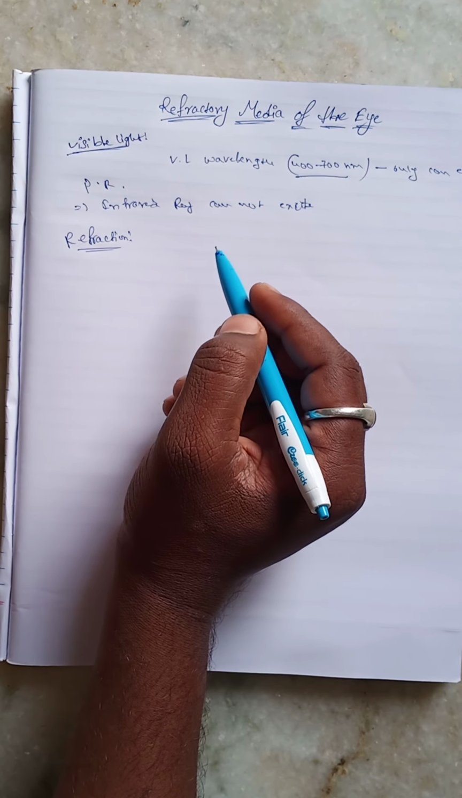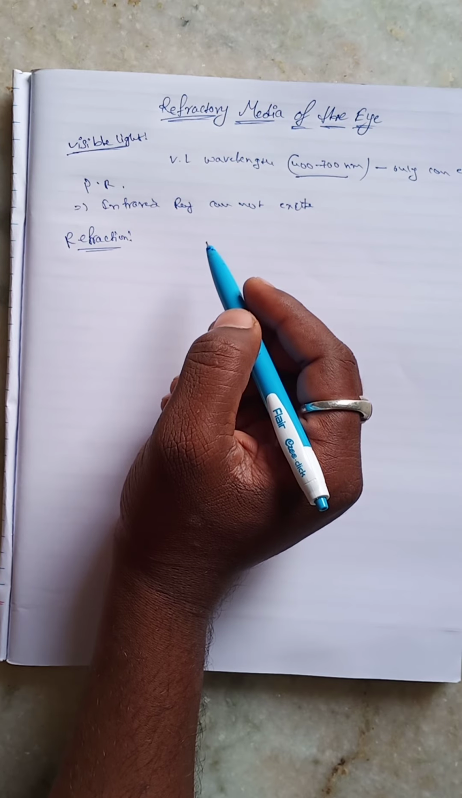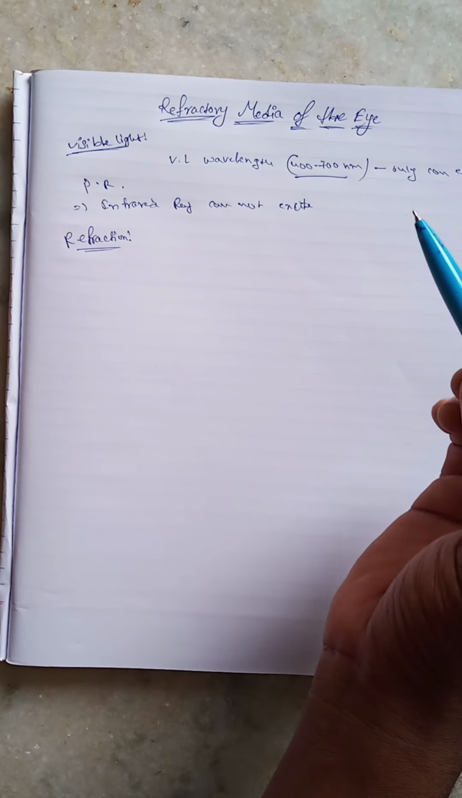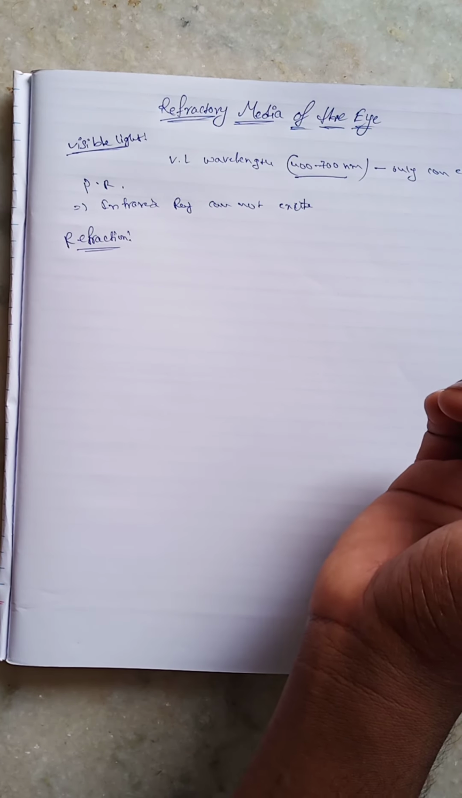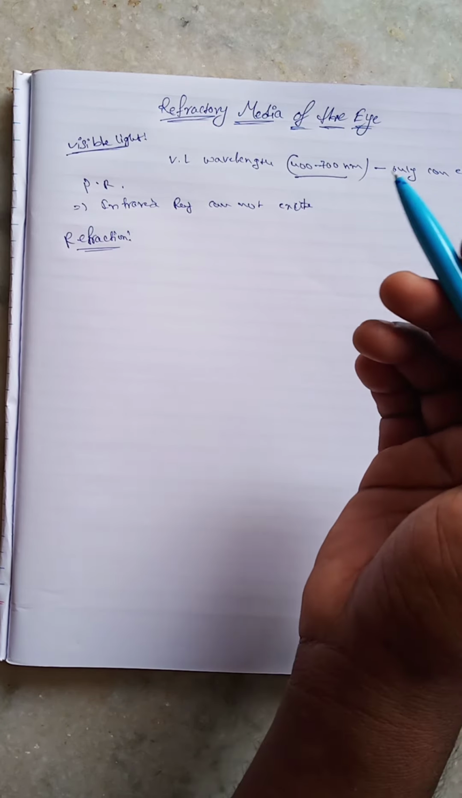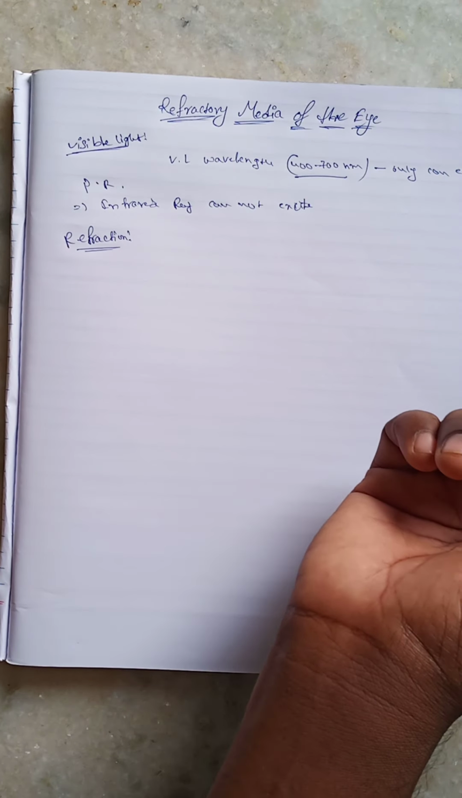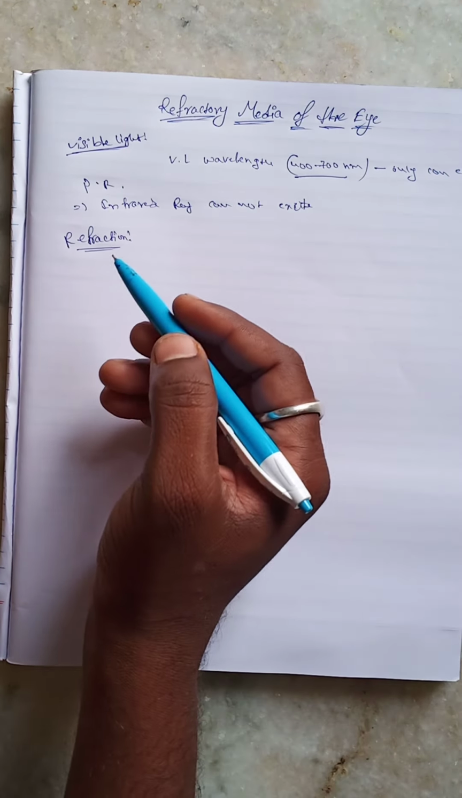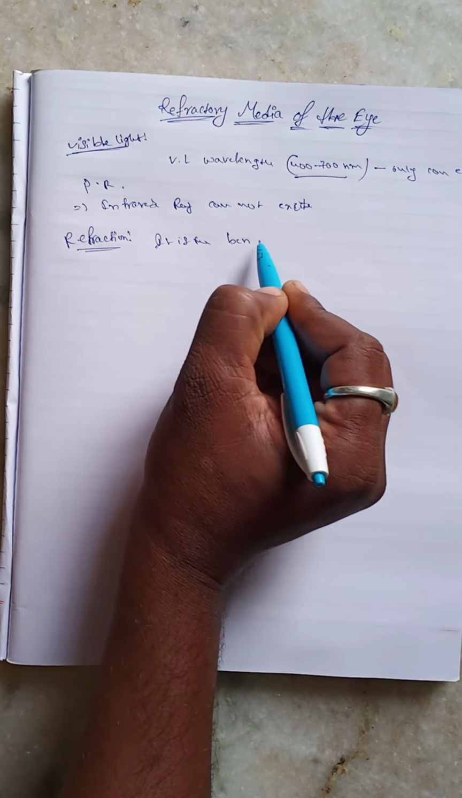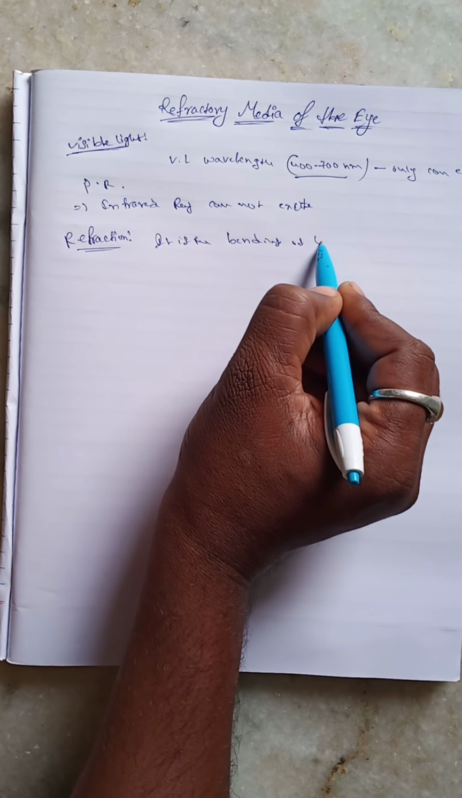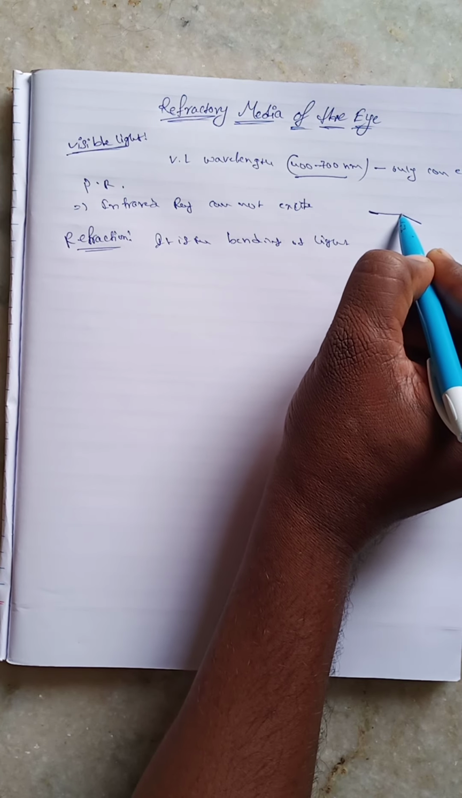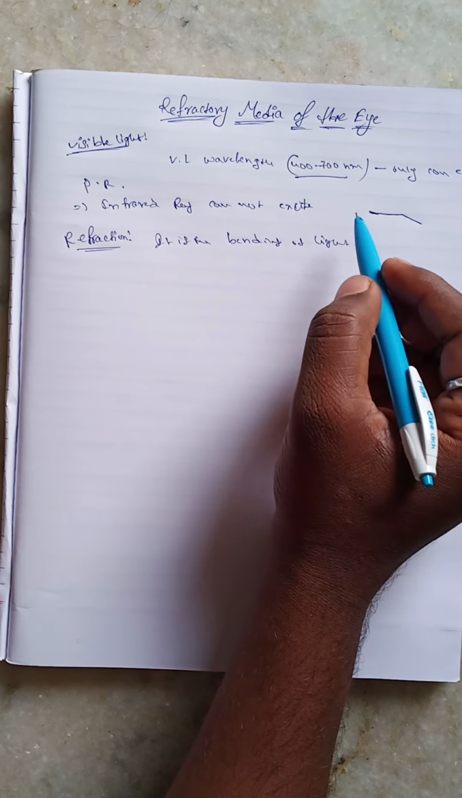So what is the meaning of refraction? Refraction is the bending of light rays when they travel between two transparent media with two different refractive indices, provided they travel at an angulated interface. Refraction means bending of light. For example, light travels here and bends here.